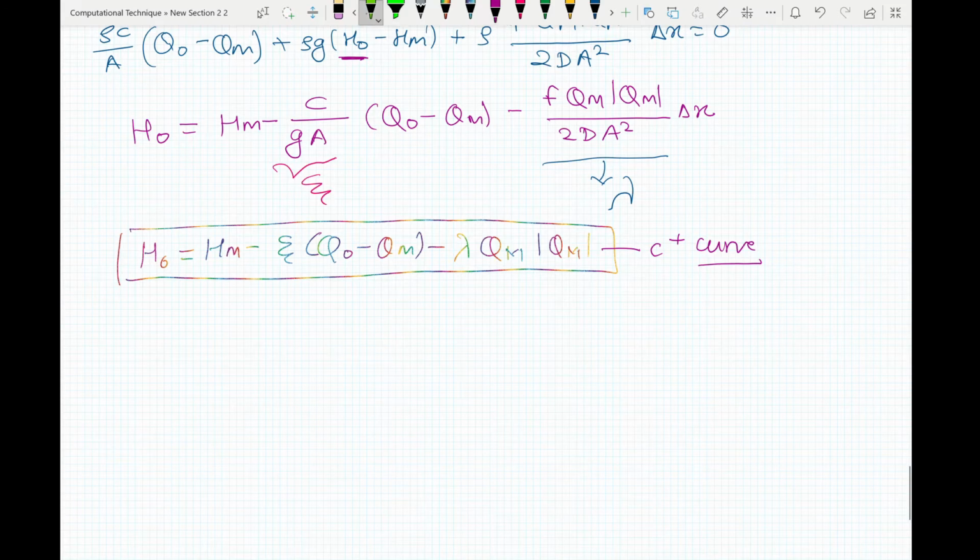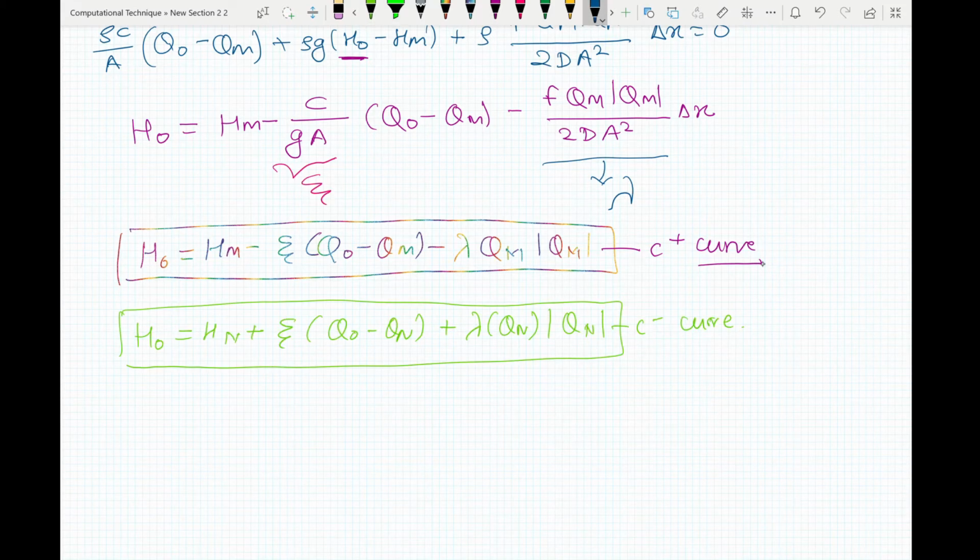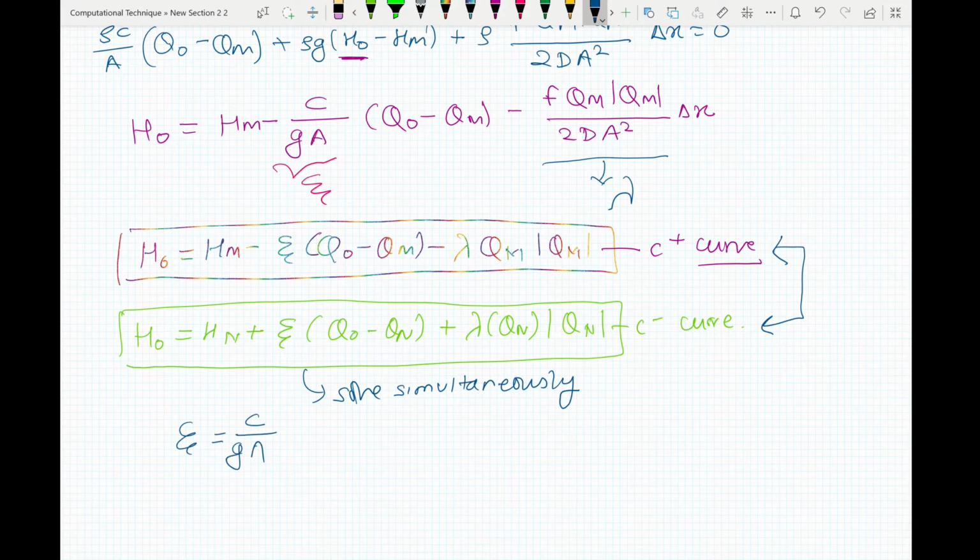and for the C minus curve, what you'll get is, therefore you have two equations and you have two unknowns to solve, and you can solve this simultaneously. So here xi equals C by GA and lambda equals F by 2D A square.